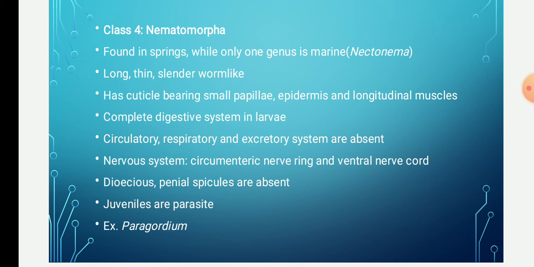They are dioecious, that is, the male and female reproductive systems are placed in different individuals. Gonads are paired. Penial spicules are absent, and the oviduct also opens into a cloaca. The juveniles are parasitic, found in insects, which belong to the phylum Arthropoda. So these juveniles are parasites of the class Insecta, that is grasshoppers, crickets and all.